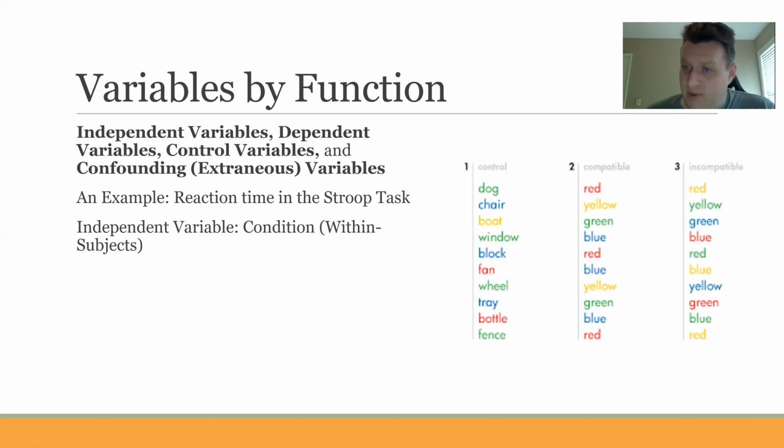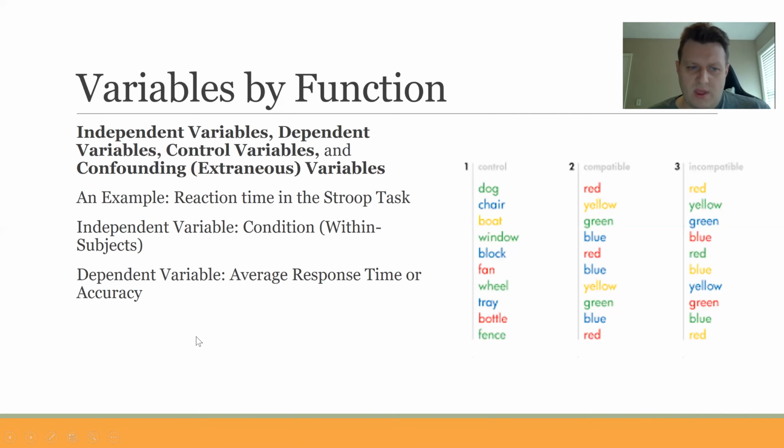But we could do a between subjects manipulation if we wanted to. Subjects would either get compatible, or they would get incompatible, or they would get control. They would not receive all three. That would be between subjects. Just as a little bit of review for you guys. The dependent variable might be the average response time, or it might be accuracy. We see that subjects for the incompatible trials are more likely to be inaccurate as well. So we could look at reaction time or response time, and we could look at accuracy.